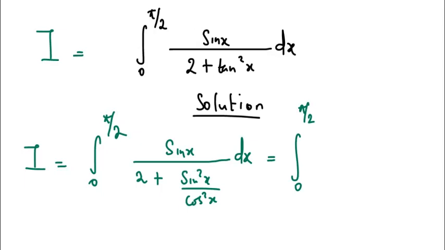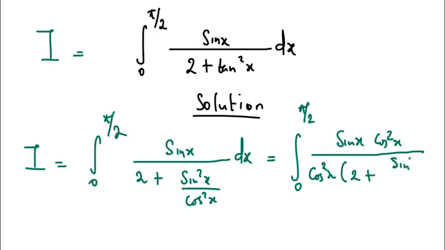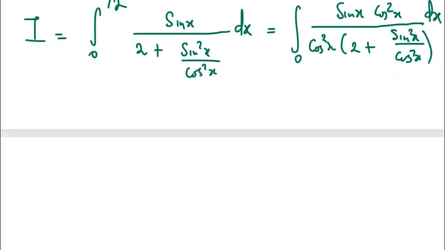Is that what we're going to do? Let's check it out. Here we're going to have the sine of x multiplied by the cosine squared of x, divided by the denominator, which we also multiply by the cosine squared of x. Here we have 2 plus sine squared of x divided by cosine squared of x, and then we have our dx. Take a look at the denominator, we have some nice cancellations.